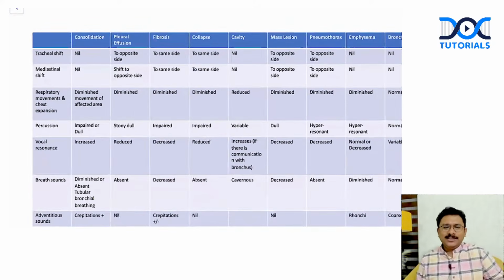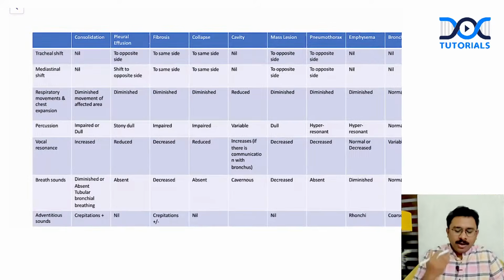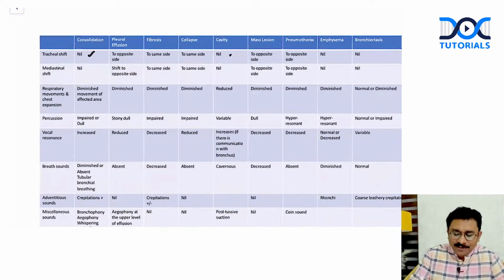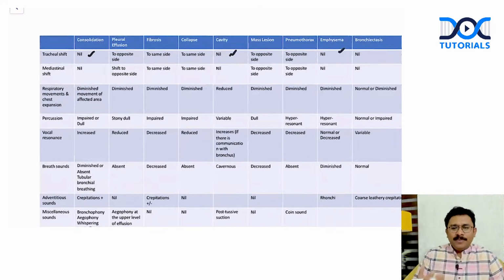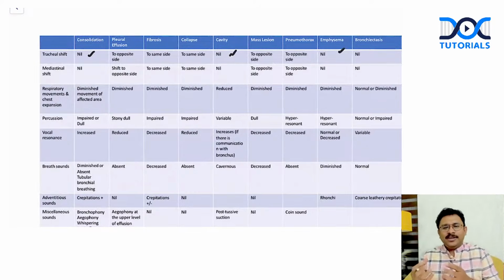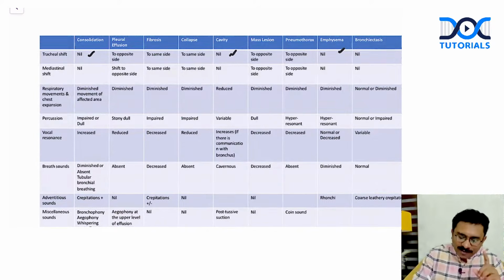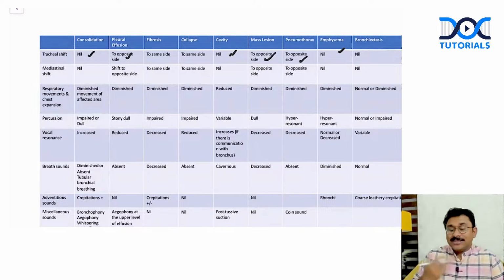Okay, so if you look at consolidation, it's always easy to compare and learn. When you look at tracheal shift, you can see that consolidation, cavity, emphysema may not have a shift. So what I'm saying is, tracheal shift may not be there if you have conditions like consolidation, cavity, emphysema, because these are not significant pushing or pulling lesions. But when you have a pushing lesion like a pleural effusion, a mass lesion, or a pneumothorax, you get a tracheal shift to the opposite side. But does it occur in all conditions? No. In case of a pulling lesion like fibrosis, collapse, you will have a shift to the same side, and bronchiectasis also nil.